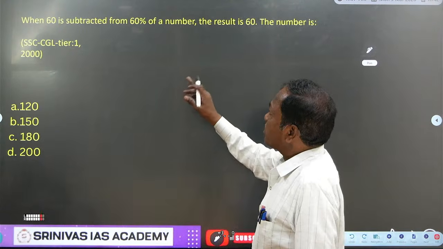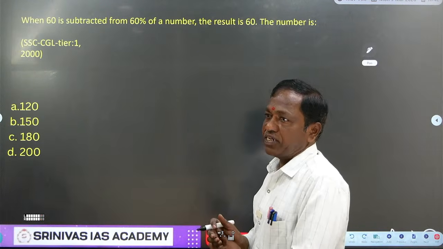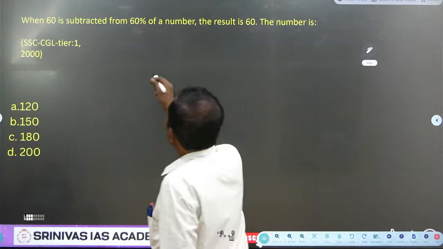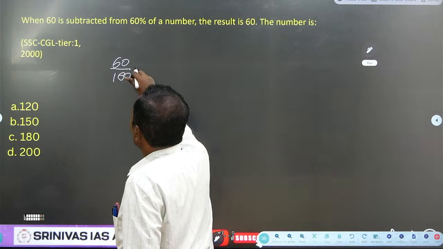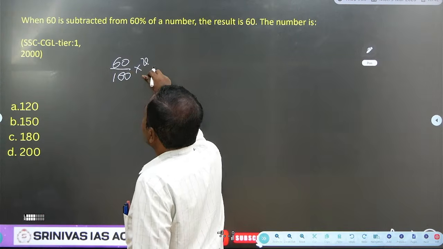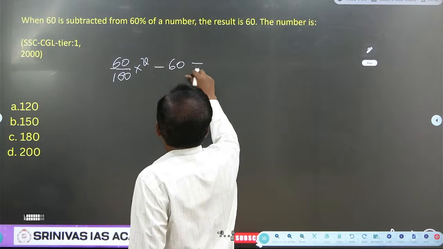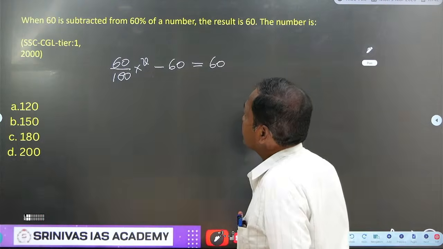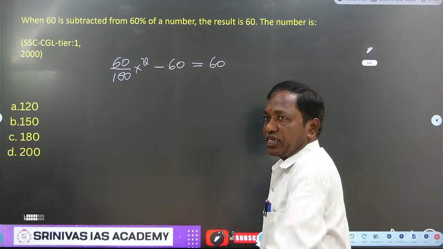When 60 is subtracted from 60% of a number, the result is 60. What exactly is the number? So 60 is subtracted from 60% of a number. How do you write 60% of a number? 60 by 100 of x, minus 60 is equal to 60. What is the number? So the equation is written. When 60 is subtracted from 60% of a number, that's right.